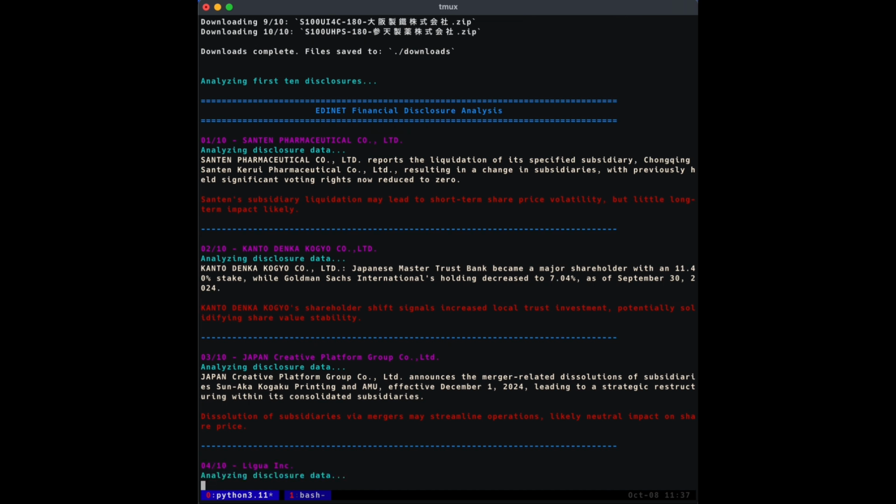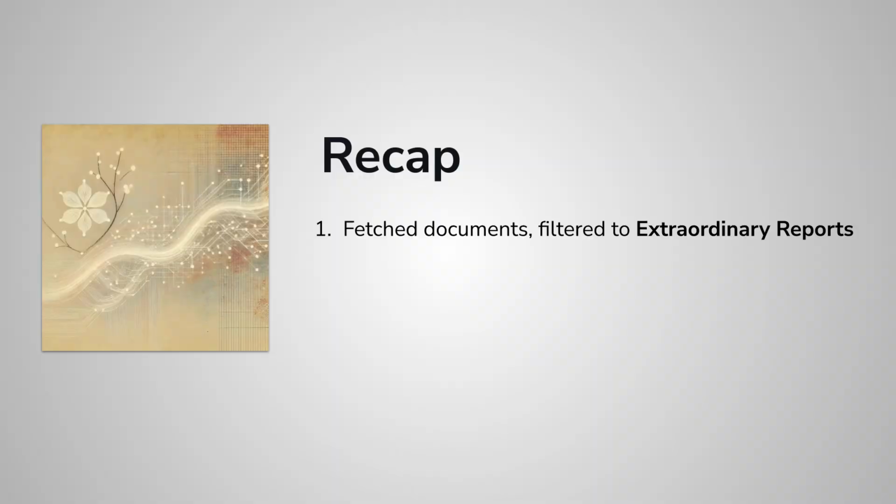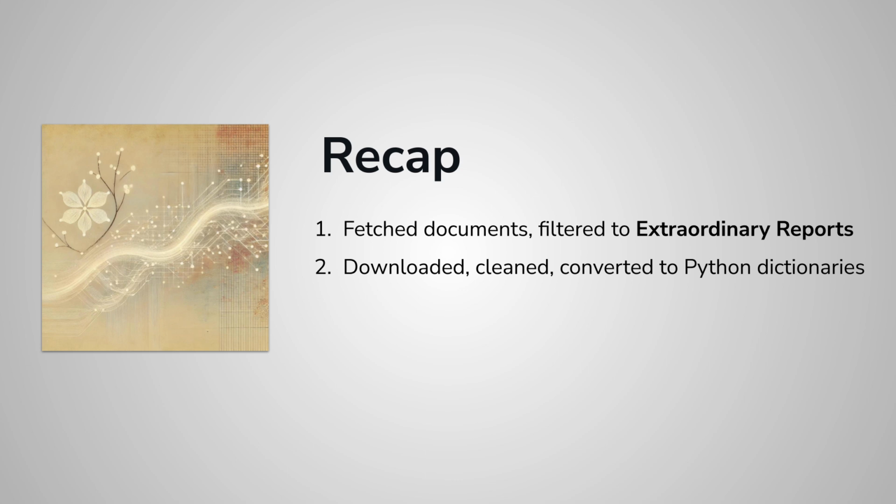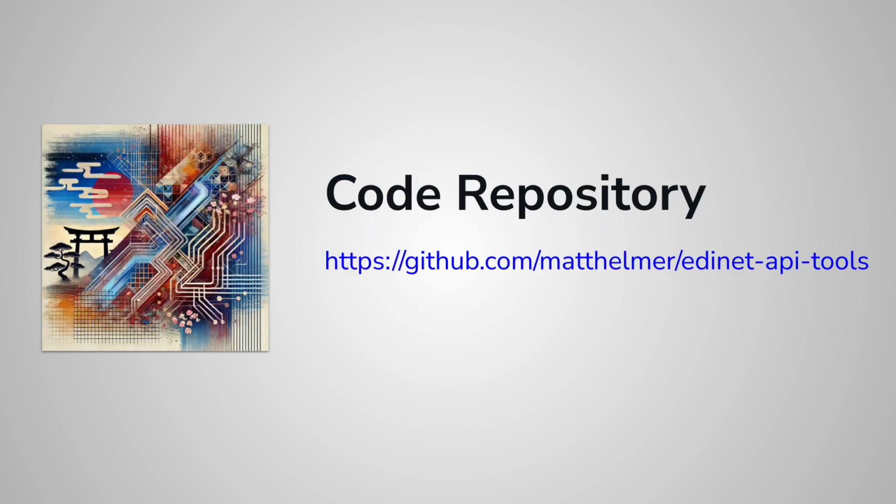Let's wrap up with a recap of what we've done. We fetched and filtered the extraordinary report documents from EDINET. We then downloaded and processed those documents into Python dictionaries. And then lastly, we passed those dictionaries to OpenAI's language model to generate insightful summaries and one-liners using custom prompts. That's it for this video.